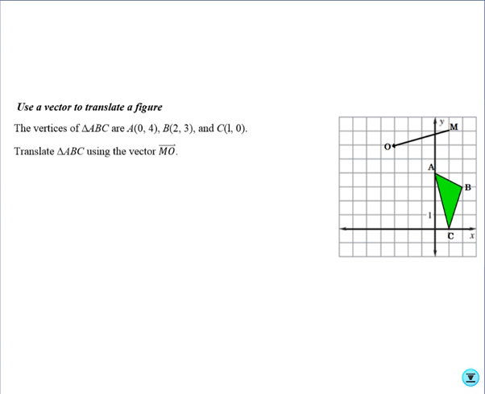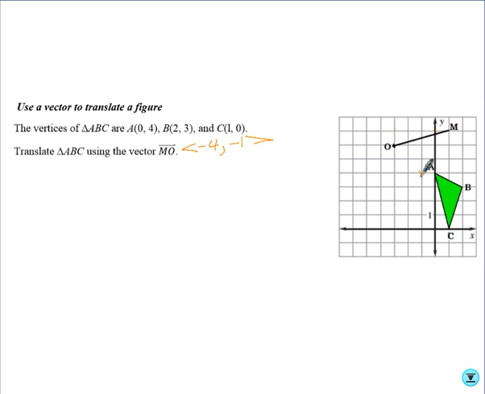Here's an example where I give you a figure with a vector, and you have to move it along the vector. We're going to translate triangle ABC using vector MO. We're starting at M and going to O. So my component format is to go left 1, 2, 3, 4, so left 4 and down 1. That's how I'm going to translate these 3 points: left 4 and down 1.